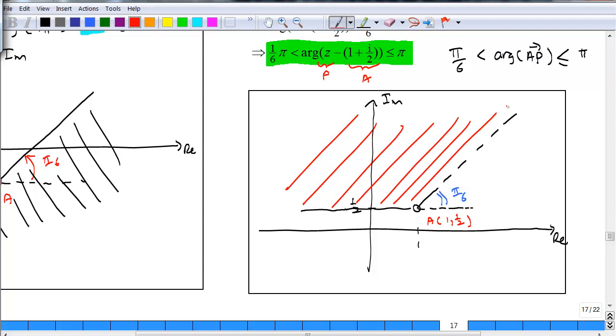So to test whether you have shaded the correct region, it's actually quite easy. Just need to pick a point and see whether the vector joining the point and the point A is within the angle specified in the inequality.